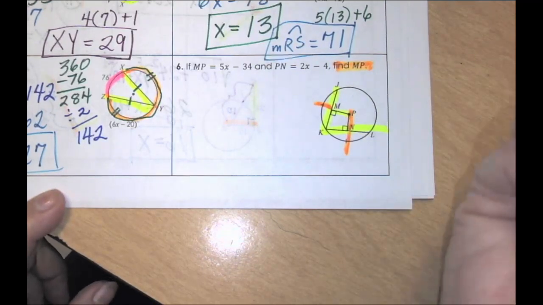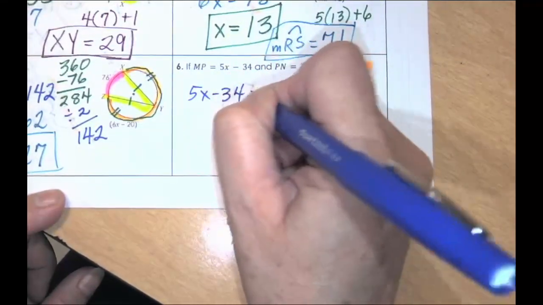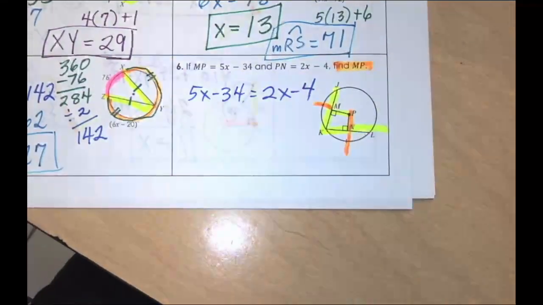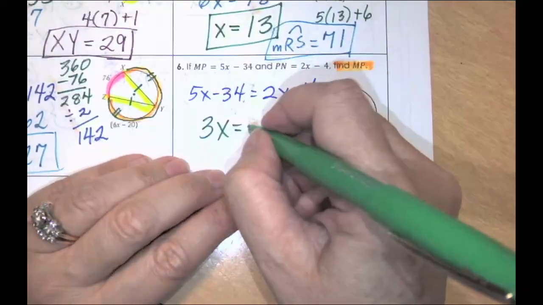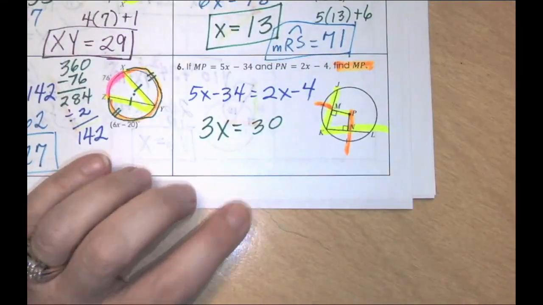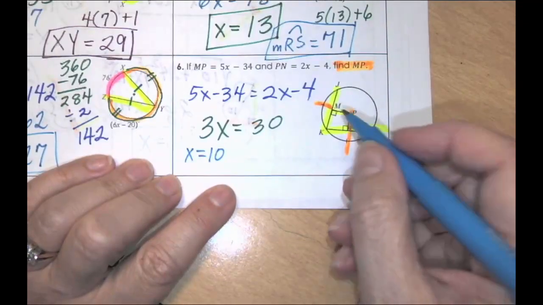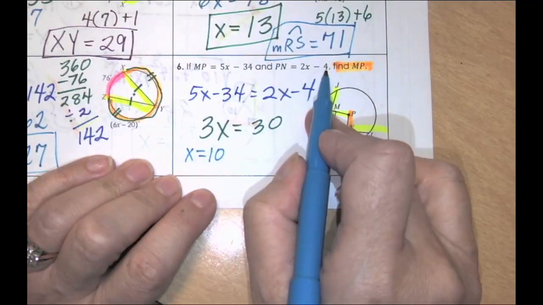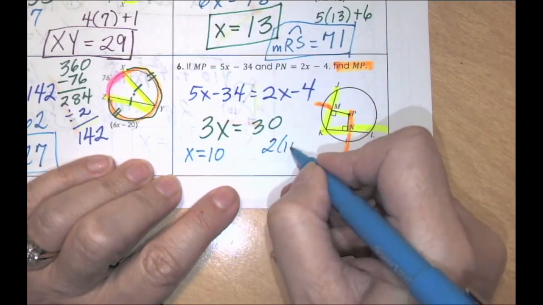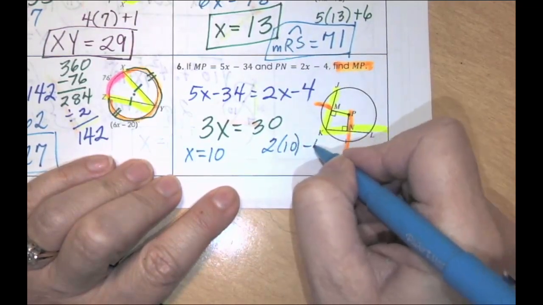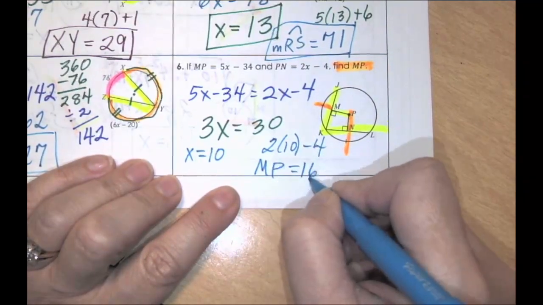So let's set them equal. So 5x minus 34 equals 2x minus 4. I'm going to subtract 2x. x is 10, but I don't want 10. I want MP. Does it matter which one we plug into? Not at all, because they're equal. Once again, I'm going to choose the smaller numbers. 2 times 10 minus 4, 20 minus 4. The measure of MP is 16.